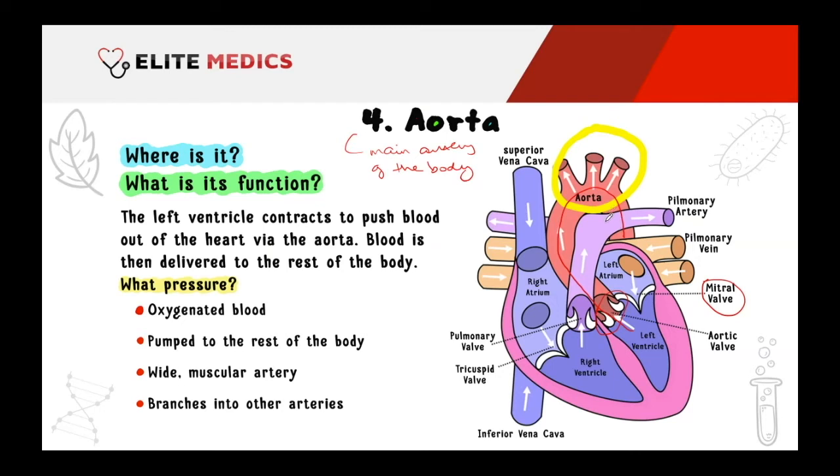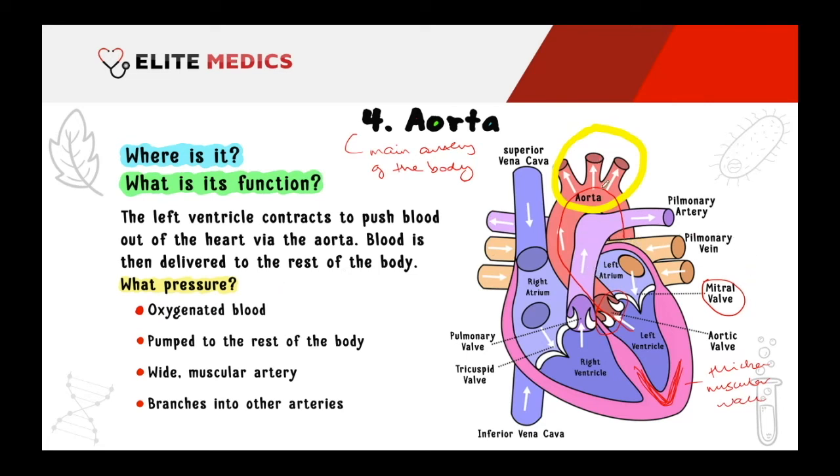Now, it's carrying blood under very high pressure, and that's why we have a thicker left side of the heart. It's got more of a muscular layer, okay? A thicker muscular wall, let's say, in order to generate that high pressure.